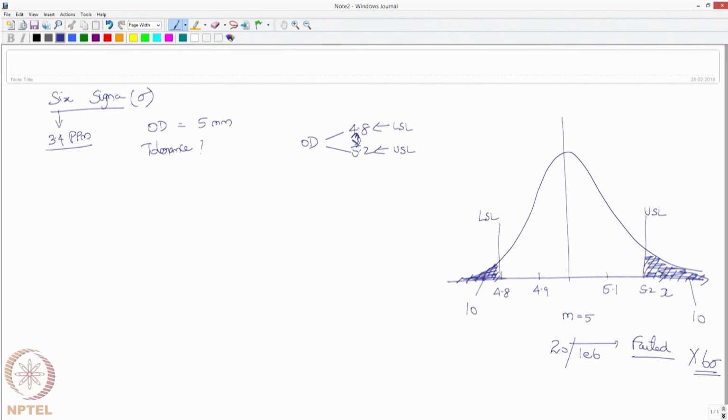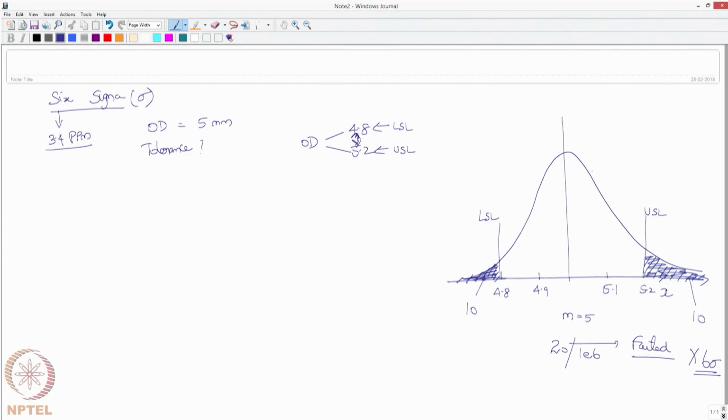Now, the question is, if I were to make this process a 6 sigma compliant process, okay, do not worry about the design part of it. How you are going to do it is a different question, okay. But from a pictorial sense on this picture, what will you have to do? You have to shrink the distribution. Why shrink the distribution? So that I will have this area reduced.